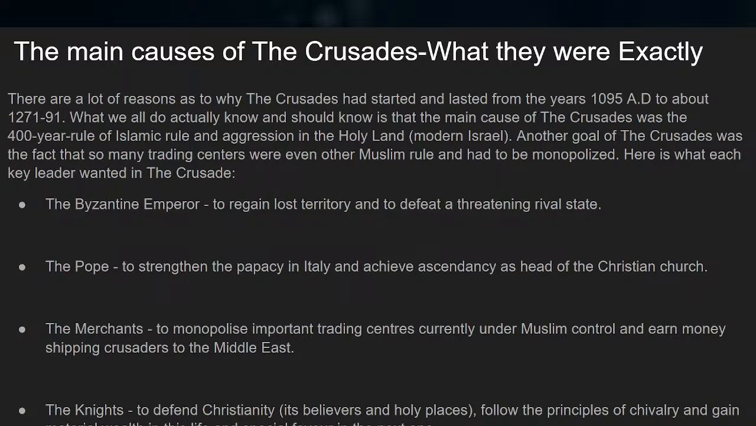Here is what each key leader wanted in the Crusades. The Byzantine Emperor wanted to regain lost territory and to defeat a threatening rival state. The Pope wanted to strengthen the papacy in Italy and achieve ascendancy as head of the Christian Church. The merchants wanted to monopolize important trading centers which were under Muslim control and earn money shipping crusaders to the Middle East and to Israel, Jerusalem. The knights wanted to defend Christianity, its believers in holy places, follow the principles of chivalry, and gain material wealth in this life and special favor in the next one.